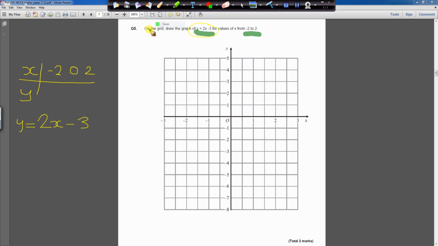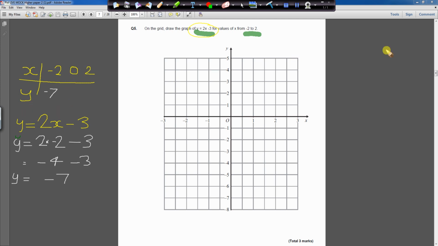Now what are we going to do? In this question, we are substituting this value here into here. Let's use a white. So y is equal to 2 times x, and x is minus 2. So 2 times minus 2, and then take away 3. Well, 2 times minus 2 will give you minus 4. Minus 4 take away 3 will give you altogether minus 7. So minus 7 goes here. Lovely, that's nice.